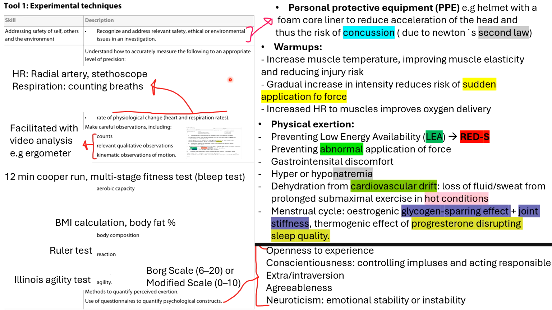Now, how to measure heart rate and respiration rates. There's also more of this later, but you can look at your radial artery, like put your finger there, use a stethoscope, you need to know this for bio, and respiration is just going to be counting breaths. Video analysis we're going to look at later.